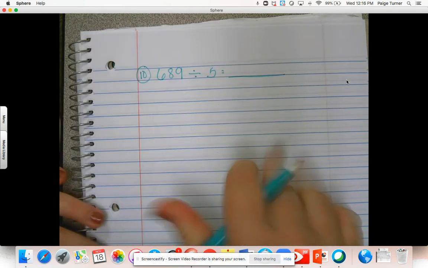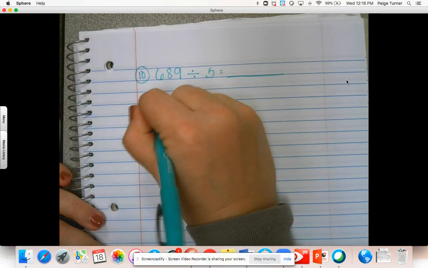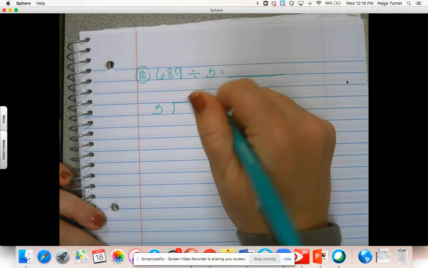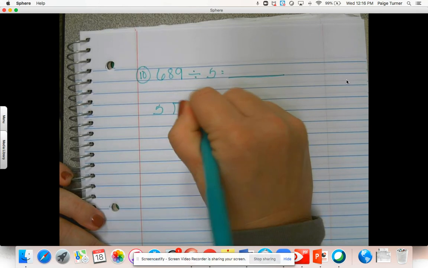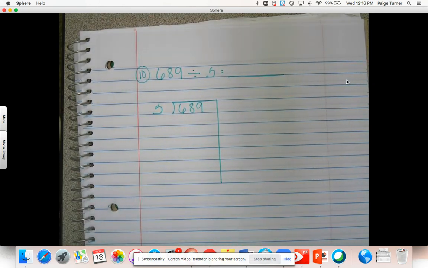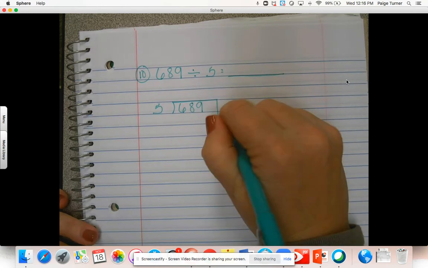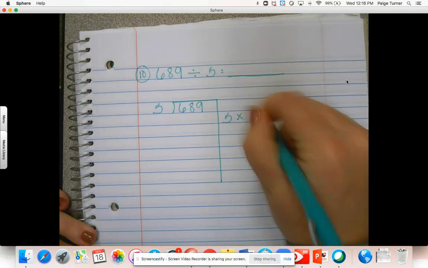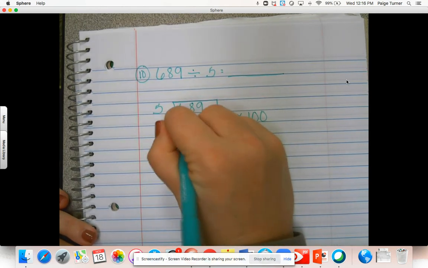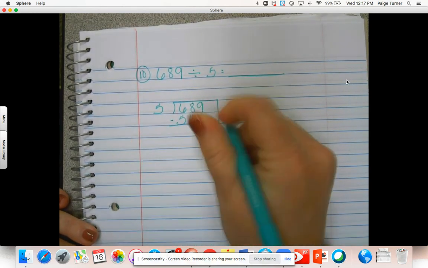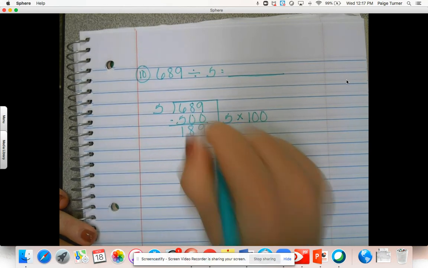All right, so skip down a couple lines. Let's go ahead and get that set up here. So 5, big 7, and 689. All right, so same thing. We're trying to break down 689 using multiples of 5. So 5 times what number will get you close to 689? I would start with the easiest one of them all, 5 times 100, because we know that's 500, and that's going to leave us with 189.